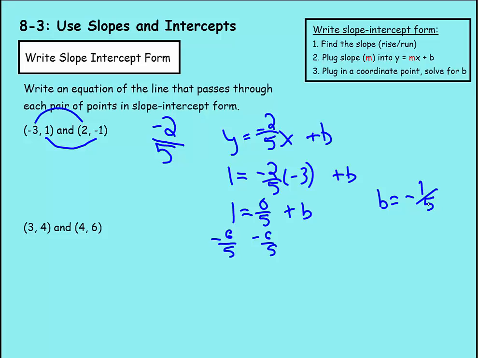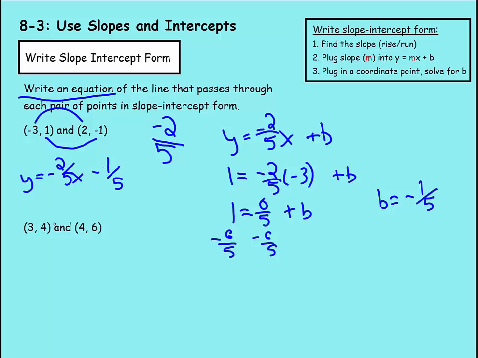So now that we've solved for the slope, which is negative 2/5, and the b, we can write our equation, because it tells us to write the equation. So we would say y equals the slope, which is negative 2/5, times x plus negative 1/5, or minus 1/5. So we found the slope, we found the b, and we plugged them in. Let's try this next one.